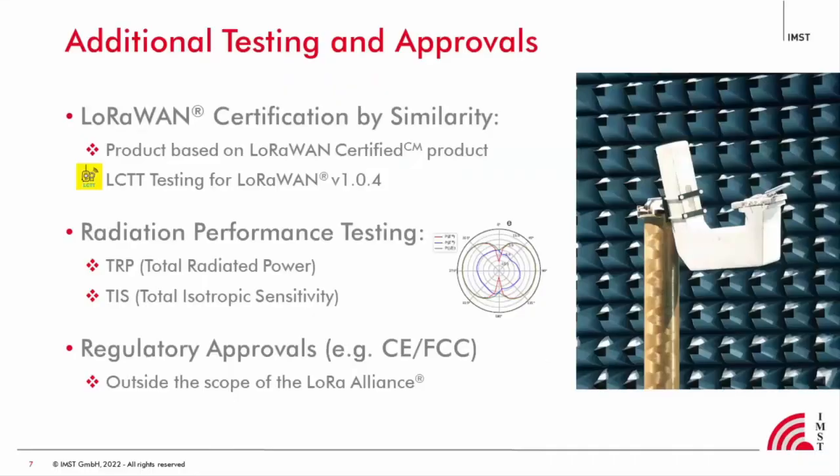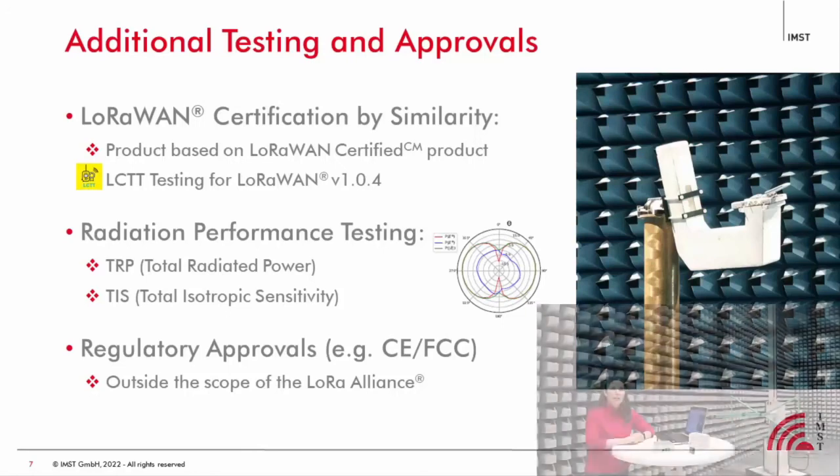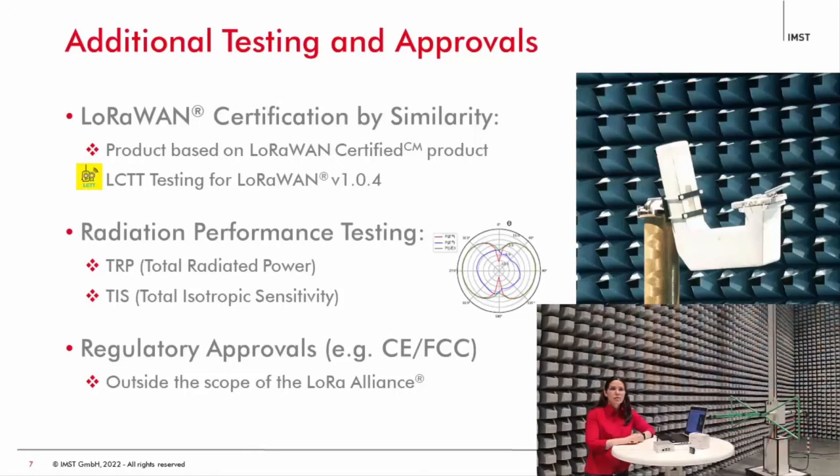Besides the LoRaWAN certification, further testing may be interesting for your LoRaWAN product. For example, you may request the LoRaWAN certification by Similarity if your product includes a LoRaWAN certified module or end device. Additionally, the radiation performance testing provides the full radiated power and the sensitivity information of the devices. For this, you should also contact the LoRa Alliance authorized test house.